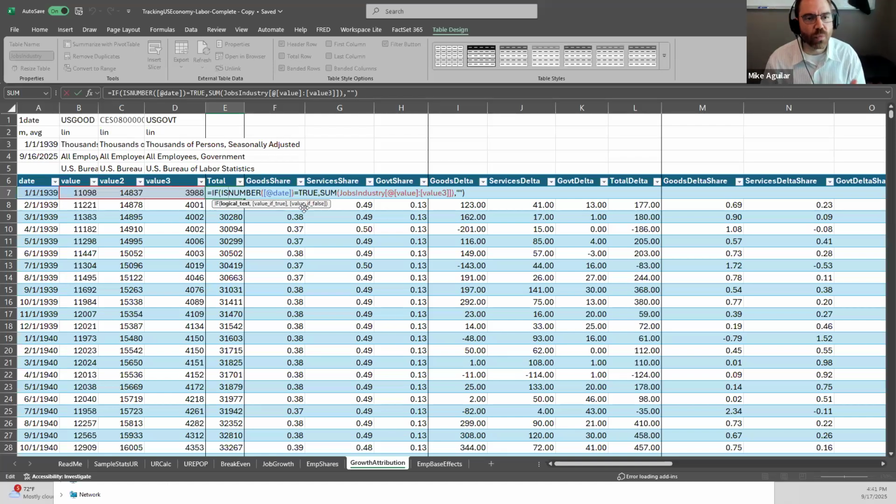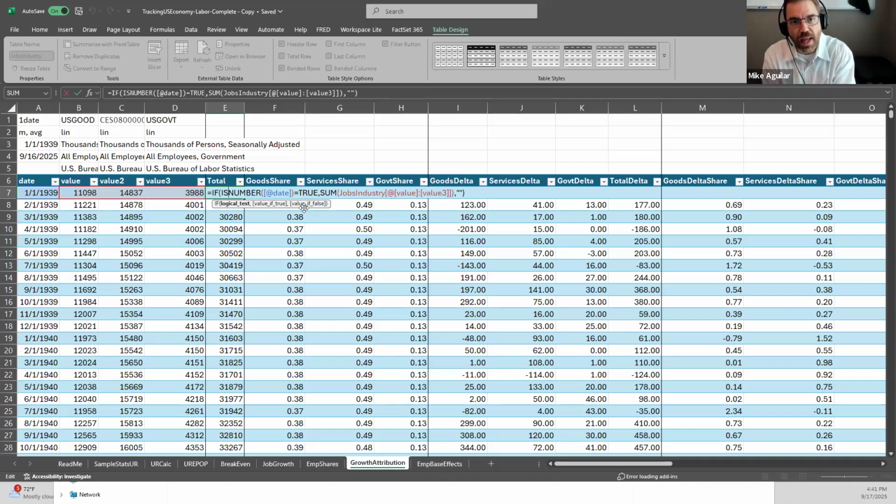Now, where's this ISNUMBER coming in? There might be situations where perhaps there's a date missing, or perhaps you have an extended table and you don't want all these extraneous values showing up as NAs. Sometimes you might want them. In this case, we don't. I wanted to show you that. So ISNUMBER at date.